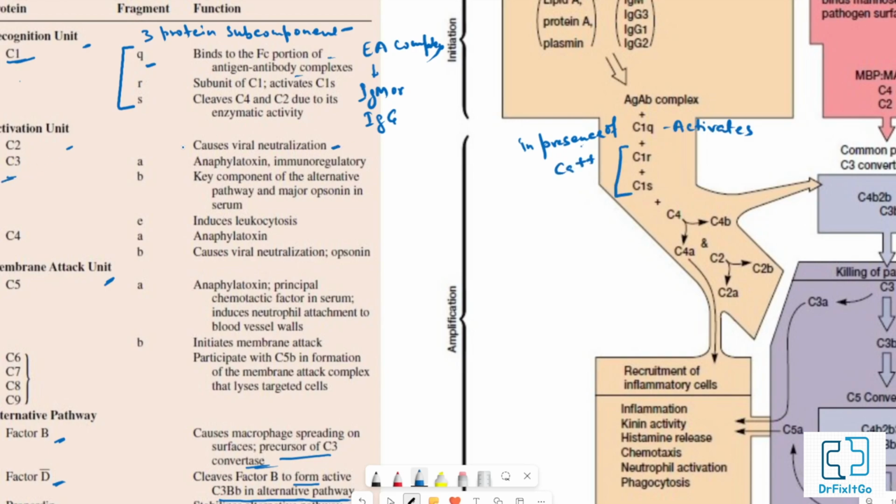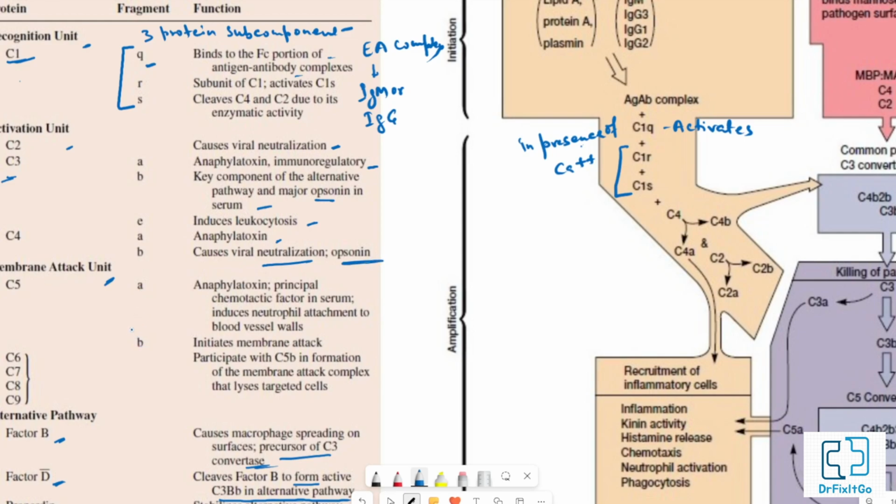C3 has 2 protein subcomponents. C3a is anaphylatoxic and immunoregulatory. C3b is the key component of the alternative pathway and the major opsonin in the serum. C4 has 3 protein subcomponents, of which only A and B participate in the complement system. C4a is an anaphylatoxin. C4b causes viral neutralization and is an opsonin.